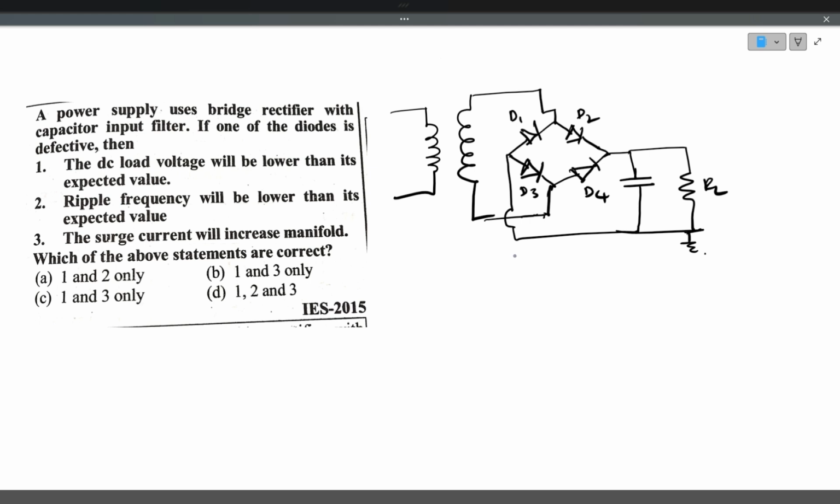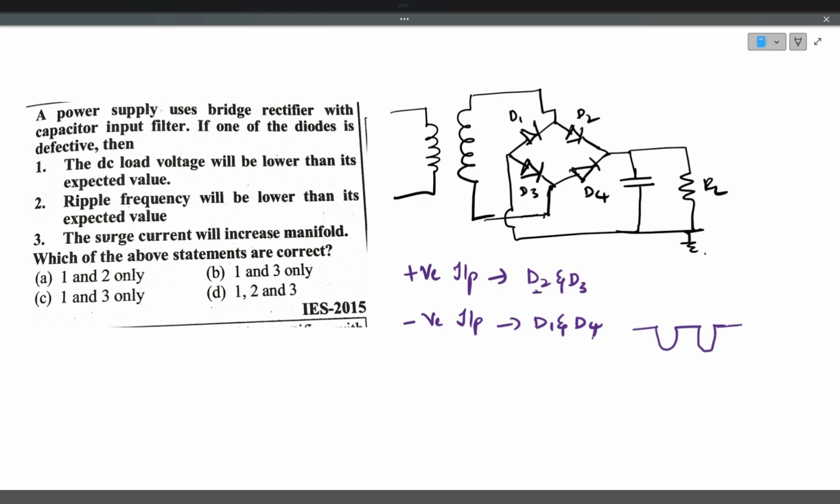Say during the positive half cycle of the input signal, which diodes will conduct? D2 and D3 will conduct. During the negative half cycle of the input signal, D1 and D4 will conduct. Both will conduct. So if D2 fails, the positive half cycle will not be there. Only the negative half cycle will be there, like this. Output will have only negative half cycles. There will not be any positive half cycle. The positive half cycle of the input signal will not be converted into a pulsating DC voltage.